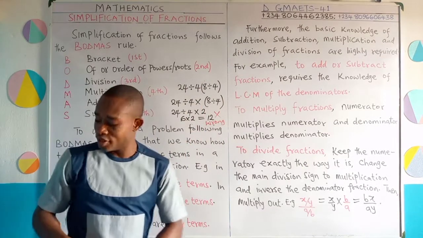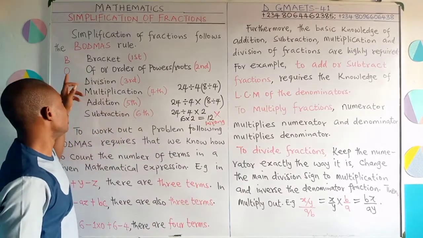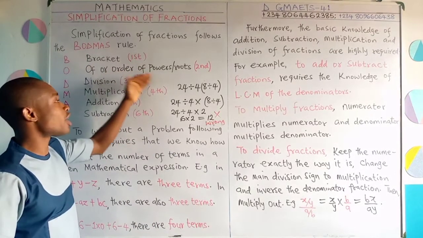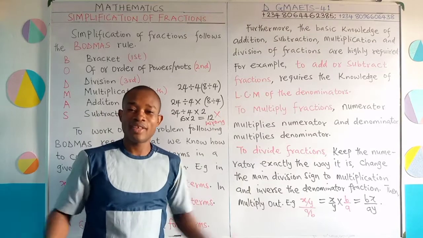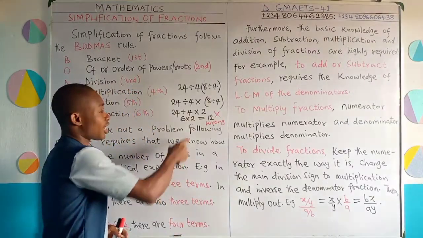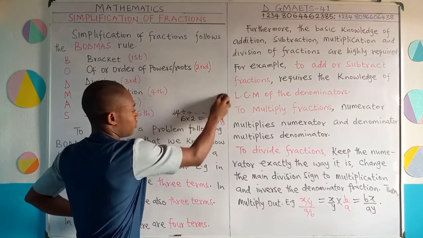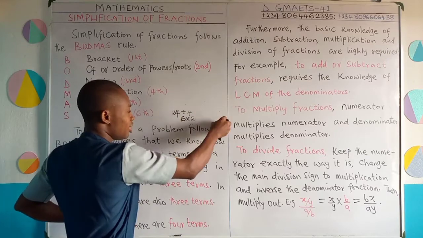That is why you don't need to quickly conclude that this letter O, which is of or order of power, is simply normal multiplication. Please take note of that. Like I told you, the correct answer of this is 3, not 12. Now let us look at this.